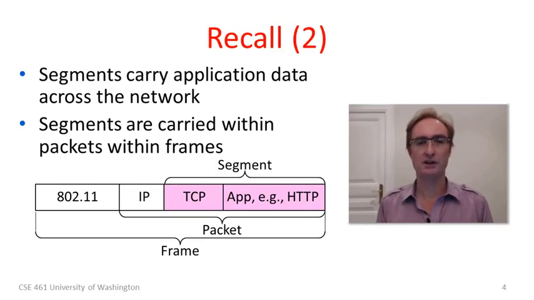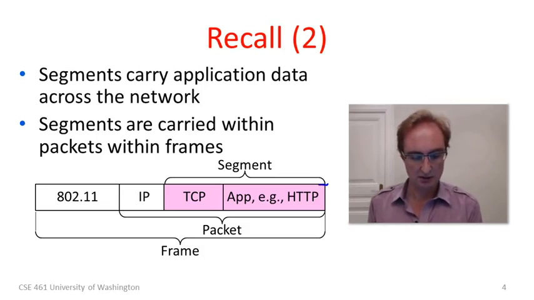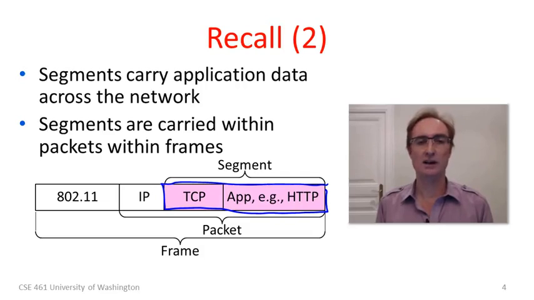And we can also provide just a brief review in terms of data units. The name for a message at the transport level is a segment. And you can see here that segments, here's a segment. They have transport control information like a TCP header as well as a payload. The payload is application data that's carried across the network. The segment itself is carried within a packet at the network layer and within a frame at the link layer.